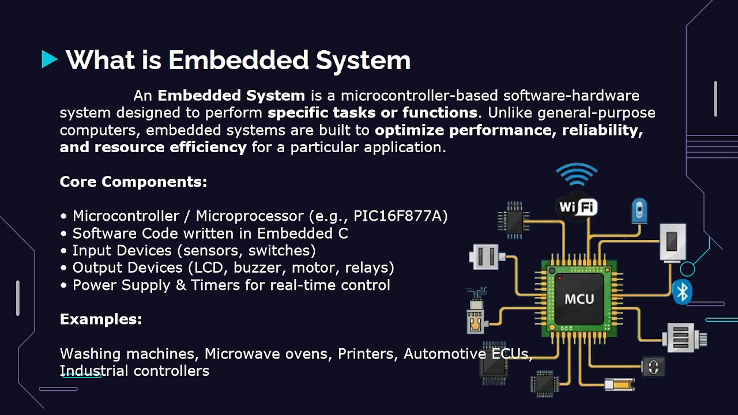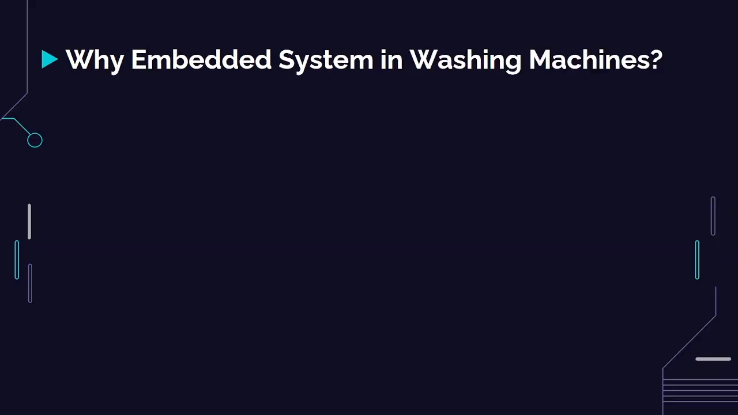Core components in embedded system: microcontroller, microprocessor, software code written in embedded C and also in C++, input devices like sensors, switches, output devices like LCD, LED, buzzer, motor, relays, power supply and timers for real-time control. For example, washing machine, microwave oven, printer, automotive ECUs, industrial controllers are all embedded devices.